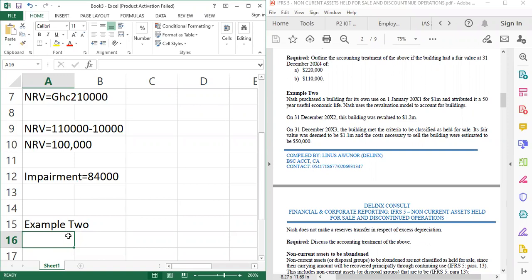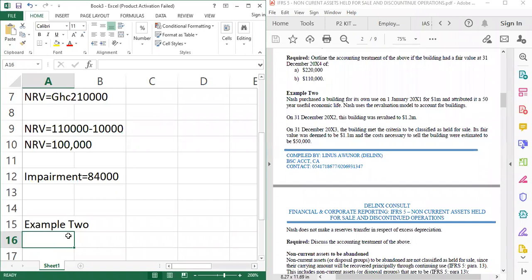Okay, let's say Nash purchased the building on January 1, 2x1 for 1 million and attributed it to a 50-year useful economic life. Nash uses the revaluation model to account for the building. So when was the revaluation done? It was 2x2, 2 years later. Whenever there's a revaluation, we find whether the value of the asset has increased or reduced.